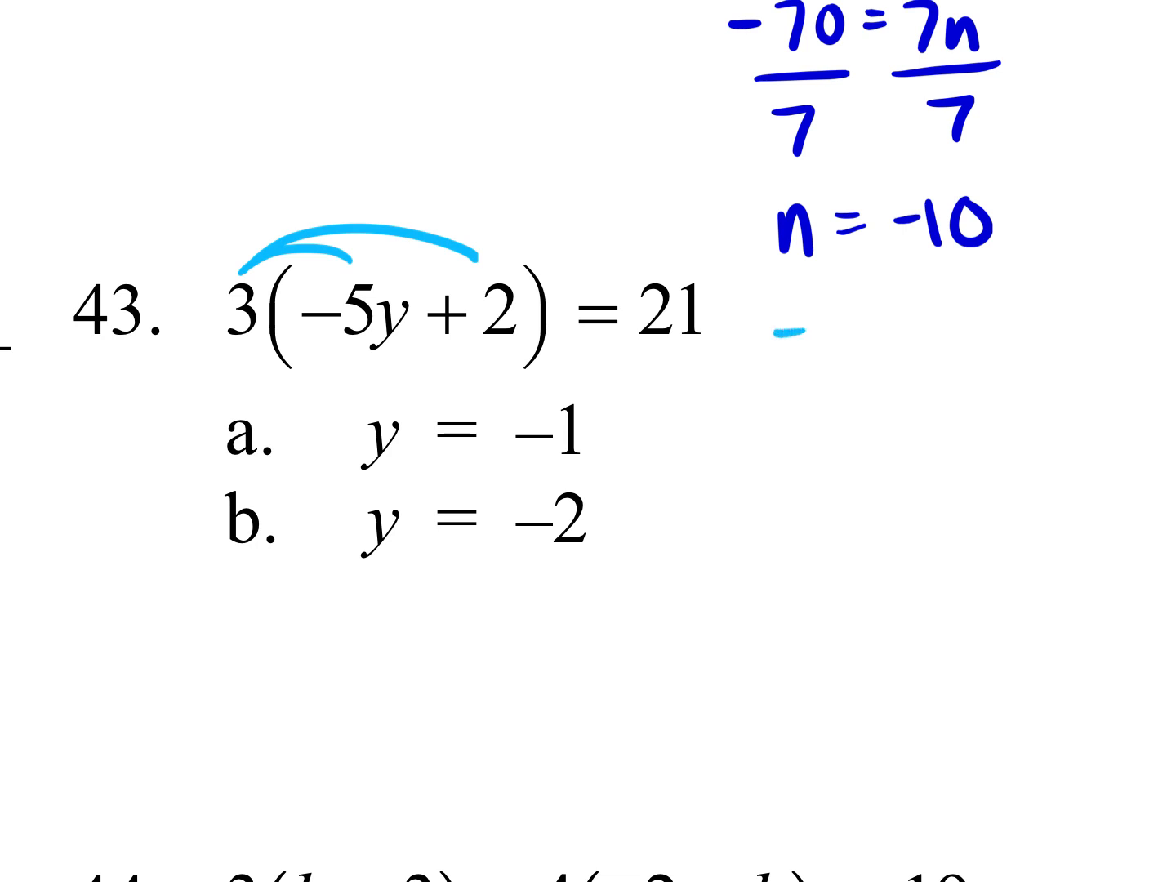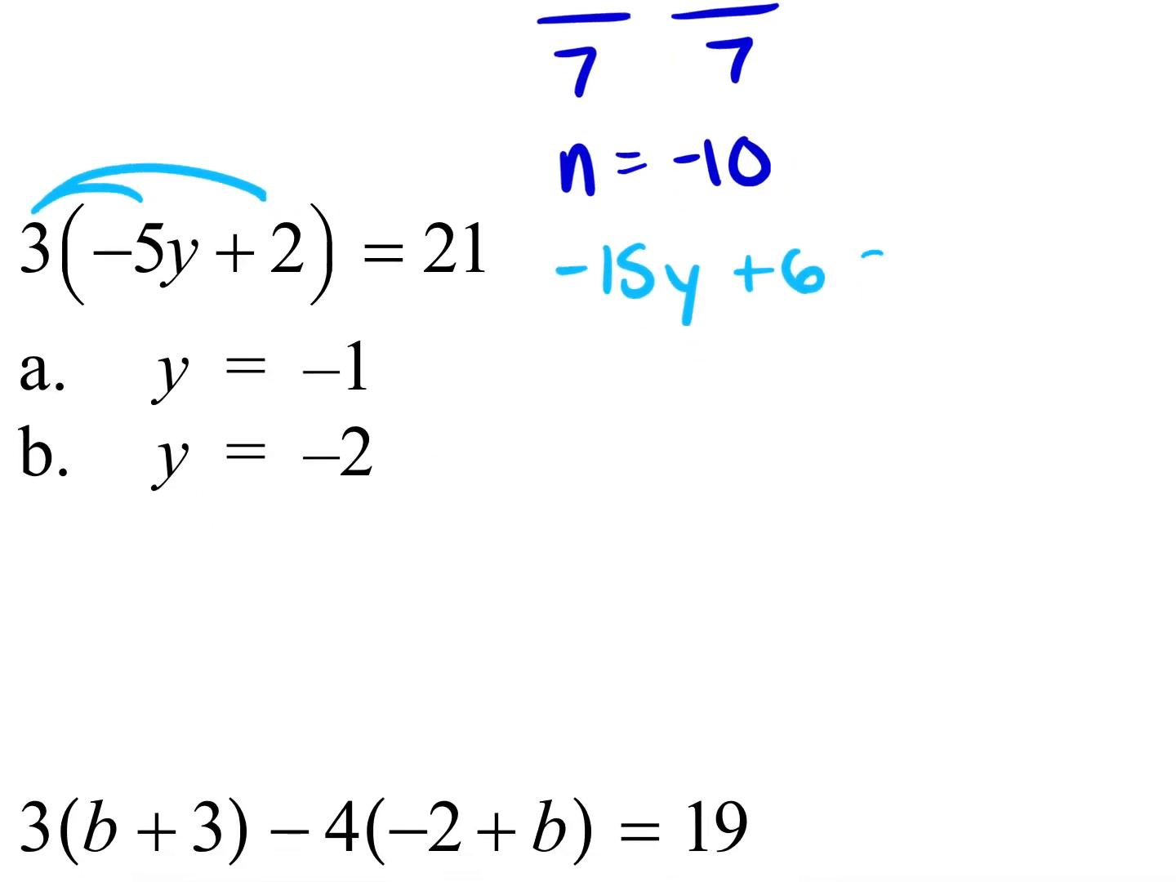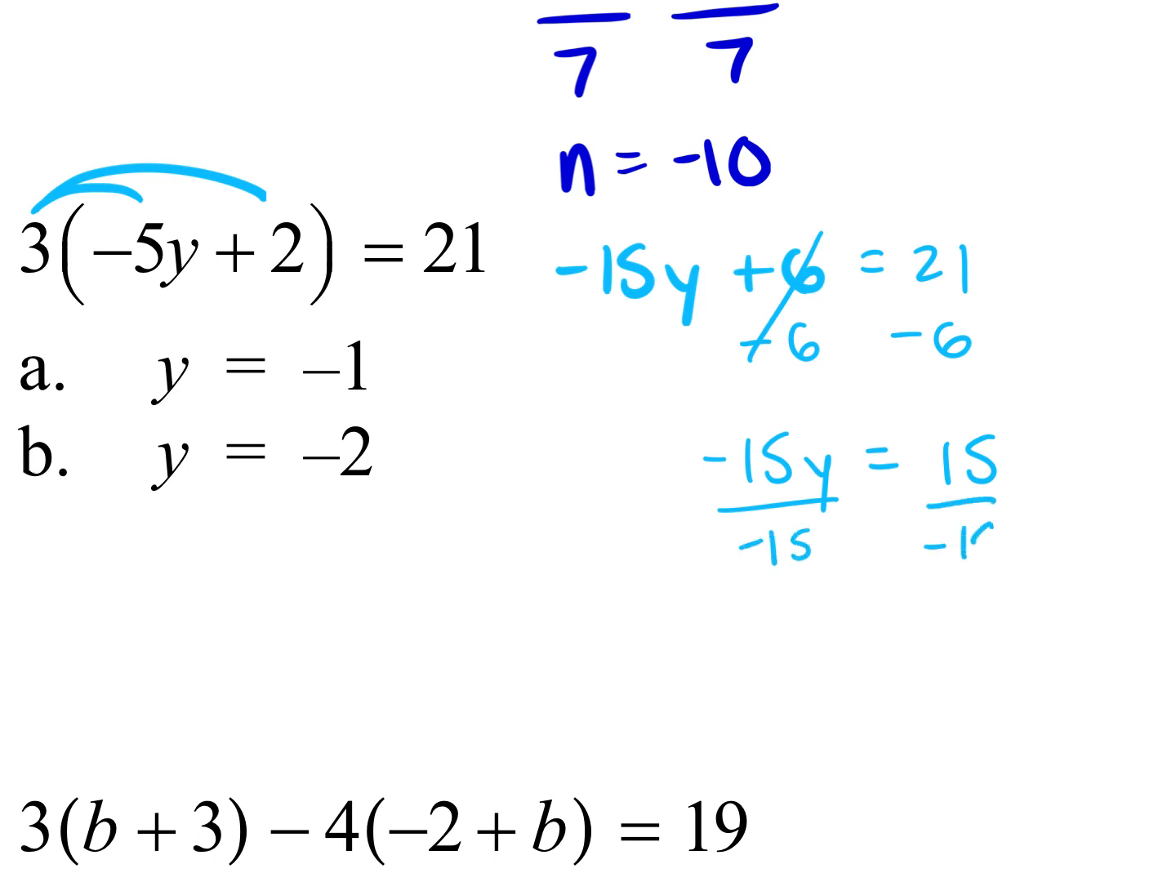So 3 times negative 5y would be negative 15y, and 3 times 2 would be 6. Equals 21. What should I do next? Subtract 6. We want to get the y all by itself, so we're undoing everything around it. So subtract 6. We get negative 15y is equal to 15. And then what do I do? Divide by negative 15. So y is equal to? Negative 1. Answer choice A.